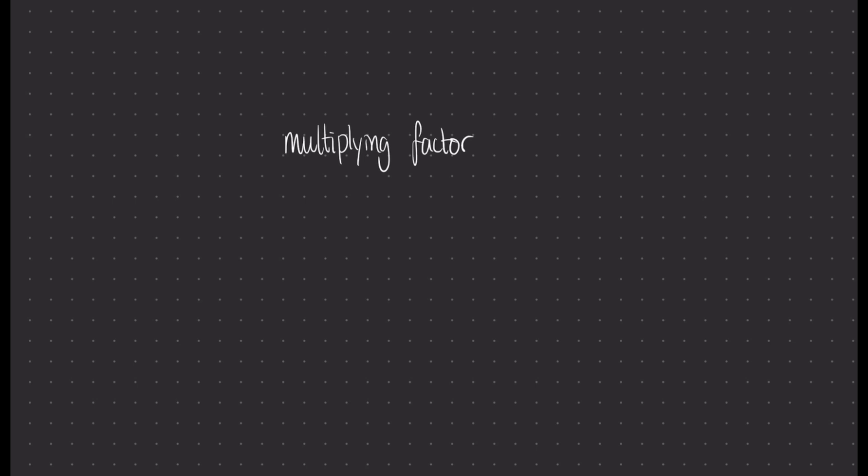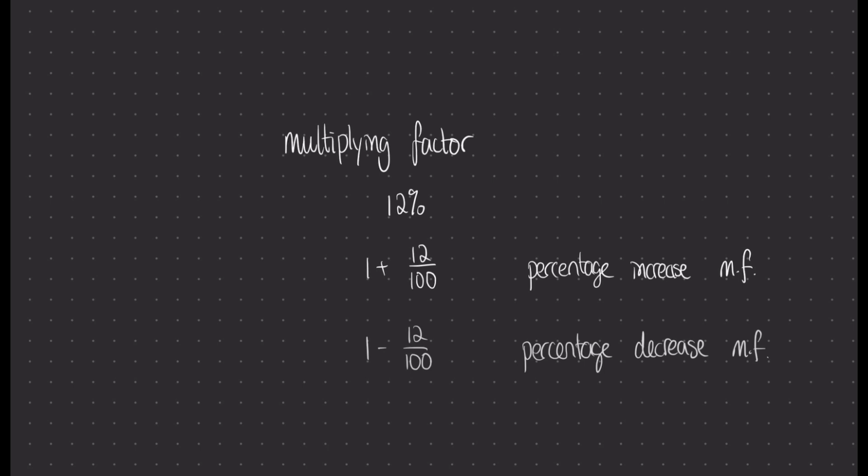When we have a percentage increase or decrease, we'll always be given a percentage in the question. Let's say that's something like 12%. To find a percentage increase, we do 1 plus our percentage decimalized, so take the number in your percentage, divide by 100, and add 1 to it. That would give you the multiplying factor to work out percentage increase. To work out percentage decrease of 12%, we would do 1 minus 12 over 100. So we always times our original value by the multiplying factor to find the new value.